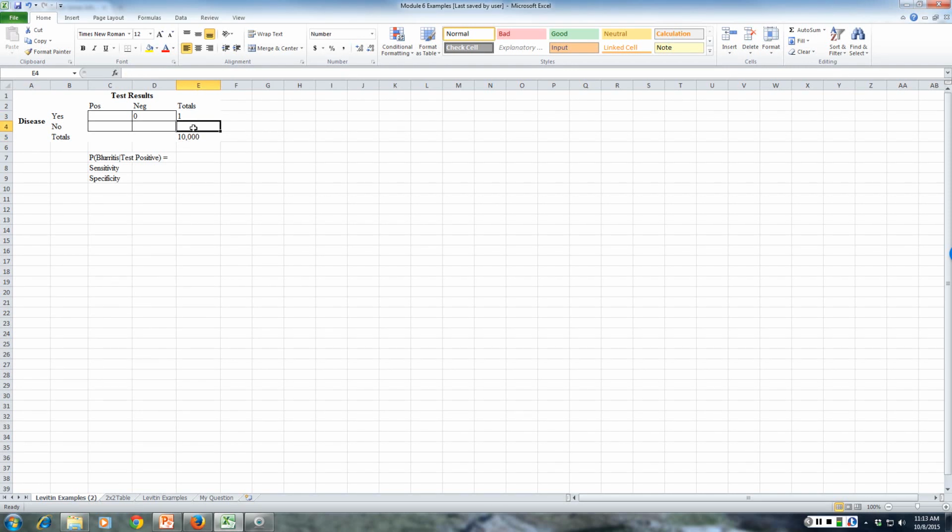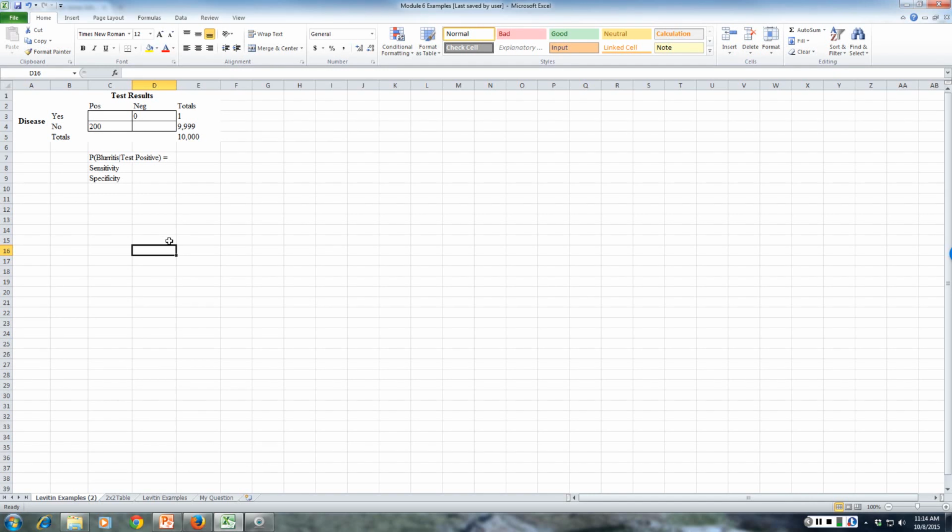That means we know that 9,999 do not have the disease. So what is 2% of 9,999? Roughly, if we round, this is 200 people. So we'll enter 200 there for our false positives.